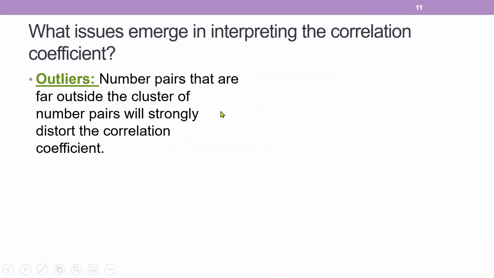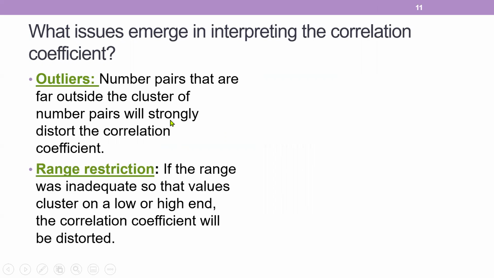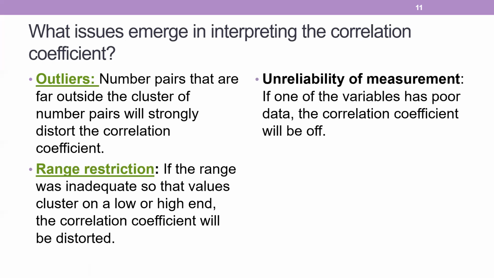Okay, outliers we talked about before. These are number pairs that fall far outside the cluster, and they're going to distort the correlation coefficient. Another thing that'll impact it is range restriction. We'll look at an example in a minute of each of these. If the range is so low that the values cluster on the low end or the high end, you're going to have a distorted correlation coefficient, and I'll give you an example in a moment. If one of your measures is unreliable, you're going to get a bad correlation coefficient.